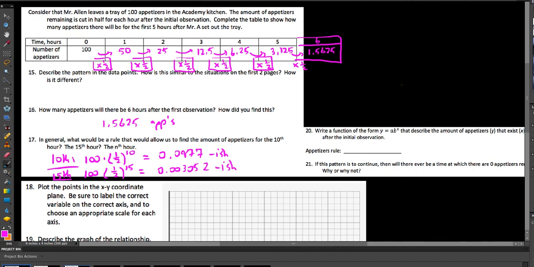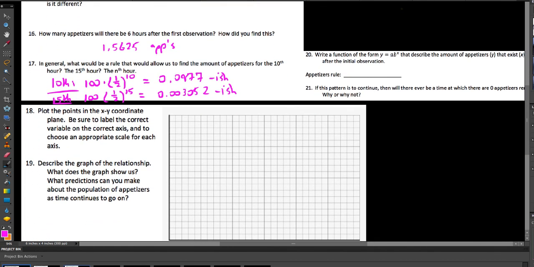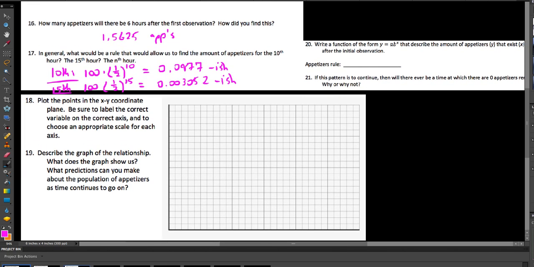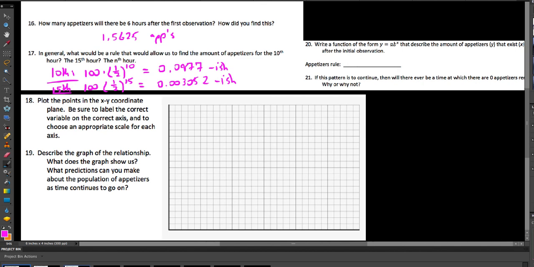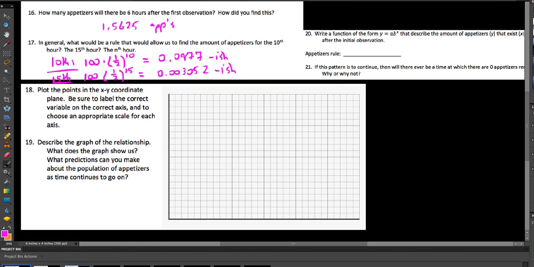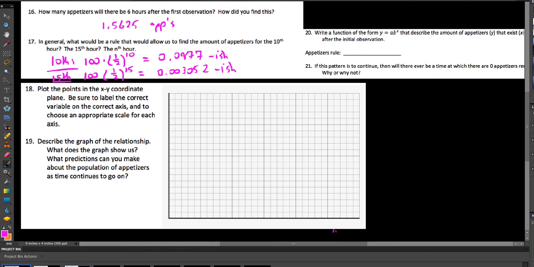So here's what we're going to do. Take a look at how decay is similar or different. Well, it's similar because we're always multiplying by a factor and always starting with an initial amount, but it's different because we're multiplying by a number less than 1. So we're going to plot our points here. Again, let's put time always on our x-axis. Almost done, guys. So we're going to put time down here, and then we're going to put amount of appetizers, so apps, here.